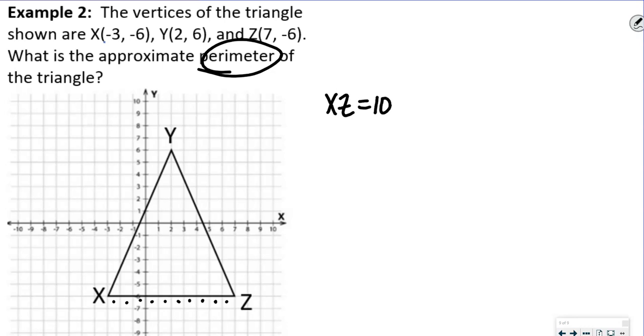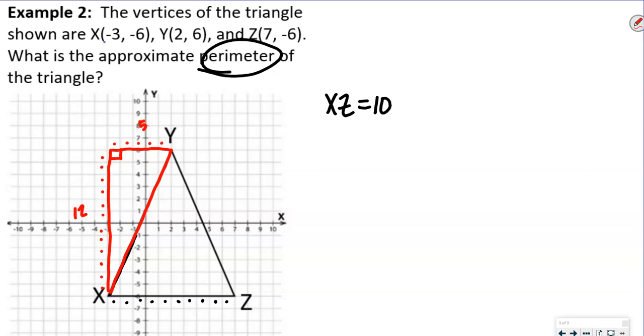Then we're going to talk about this one right here. Let me do this in a different color. X, y. Again, what are we going to do here? We're going to go up and we're going to go over. We're going to create our right triangle and we're going to find that length of x, y, right? So I went up 1, 2, 3, 4, 5, 6, 7, 8, 9, 10, 11, 12. And I went over 1, 2, 3, 4, 5.